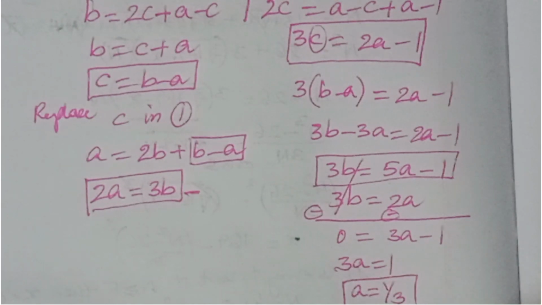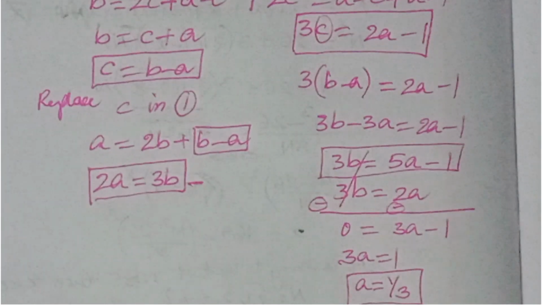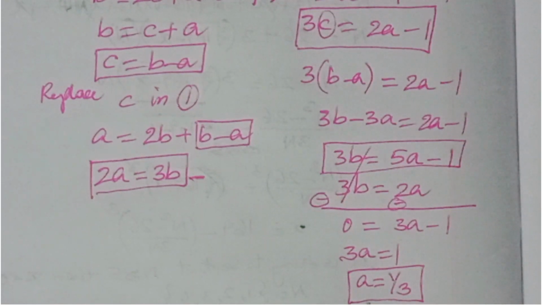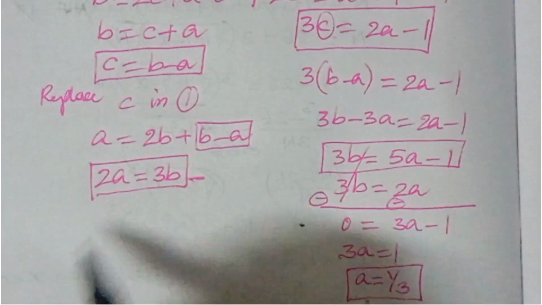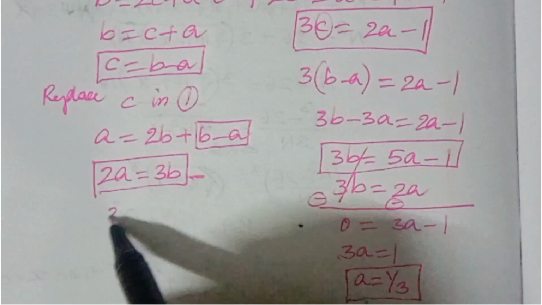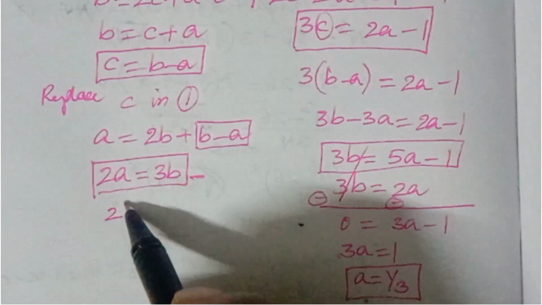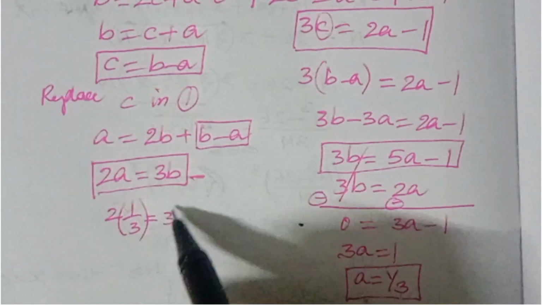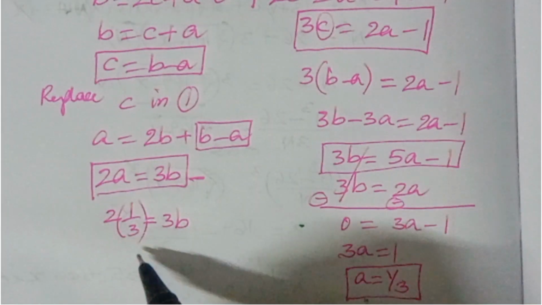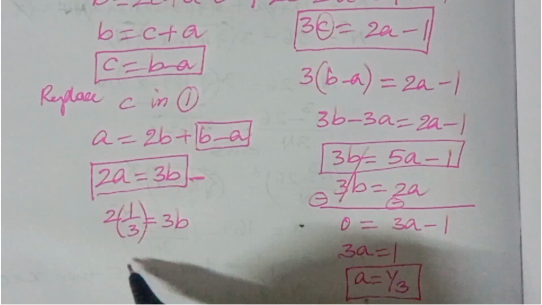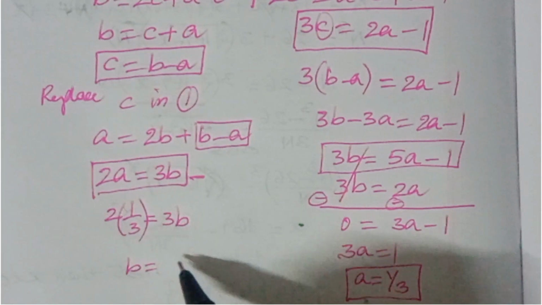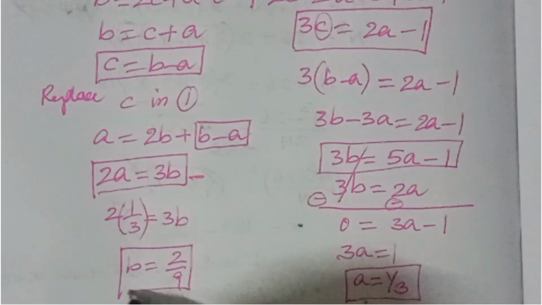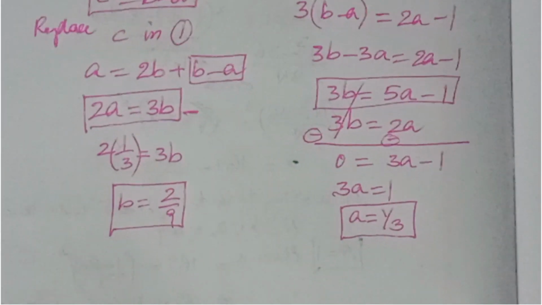Now we got a value 1 by 3. Now here we are having the relation between a and b. So 2 into a value 1 by 3 is equal to 3b. So here b is equal to 2 by 9. You got a value and b value.